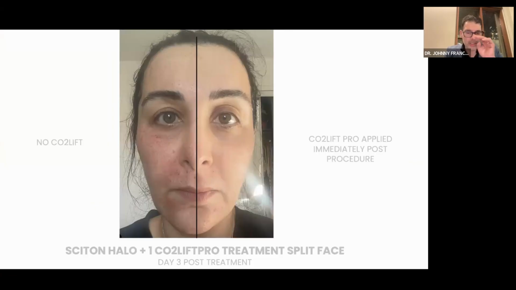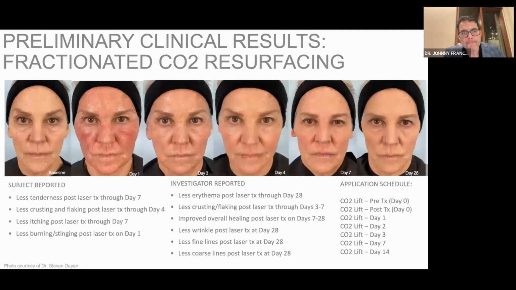Here's a really cool one. I wish I could say this was our patient. It wasn't, but someone who got treated in a split face. And this is what we see, not that you're not going to have any signs of having a treatment, but they're just so much more minimal. People's recovery is so much faster, so much less bruising, so much less irritation. These are the things that have been just huge game changers for us, from the med spa to the surgery to the wellness side in our practice.